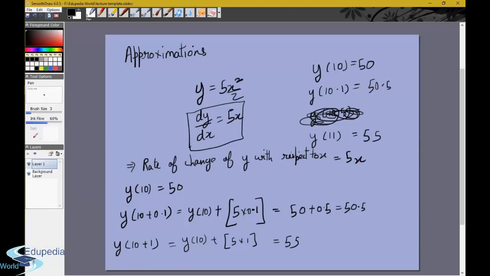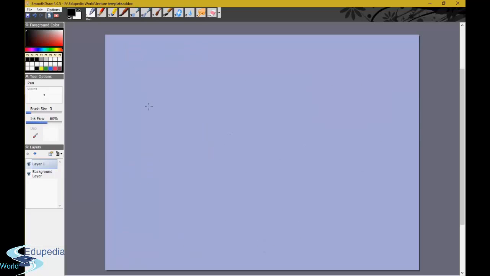Right. So the first case was a very special case in that dy by dx was a constant, but most cases will have dy by dx, the rate of change, depending on x. Right. So let's just try to do a similar case. I won't do 5x squared by 2 because of the factor of 2. So let's just do 5x squared.